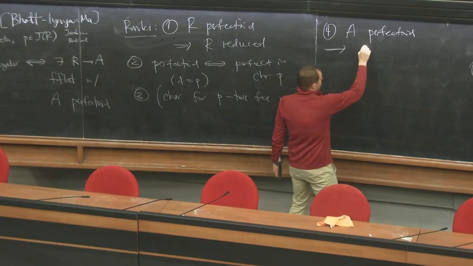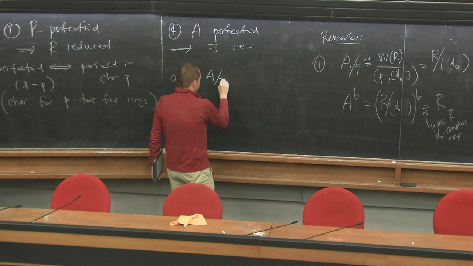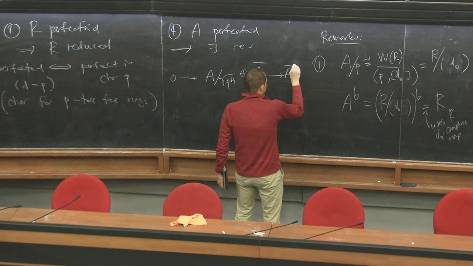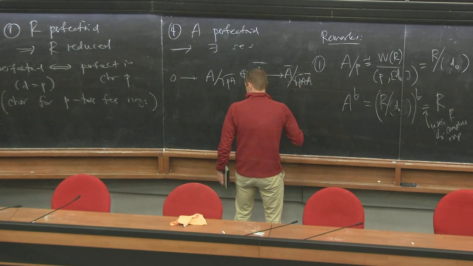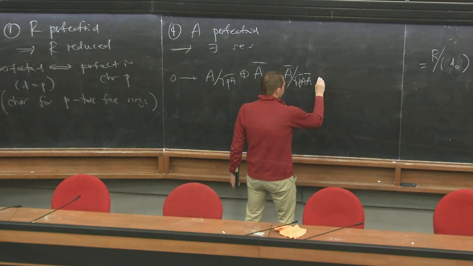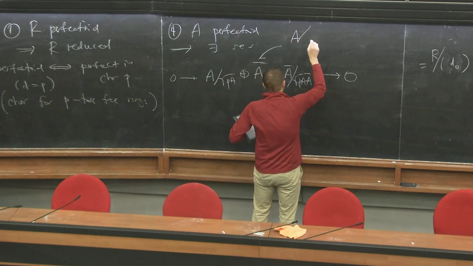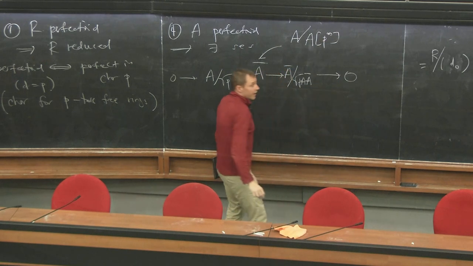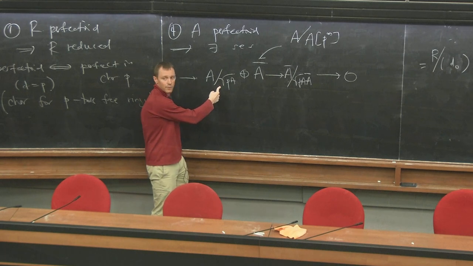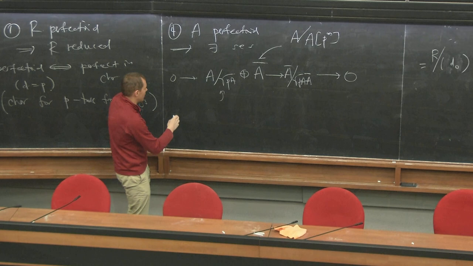If you have a perfectoid ring, there exists a short exact sequence, or a push-out diagram, however you want to phrase this thing. Here this A bar is A modulo its p-power torsion. And one can show that here I've killed p, or killed the radical of p. In particular, this is characteristic p. And the claim is that all of the rings, oh, I forgot the A.